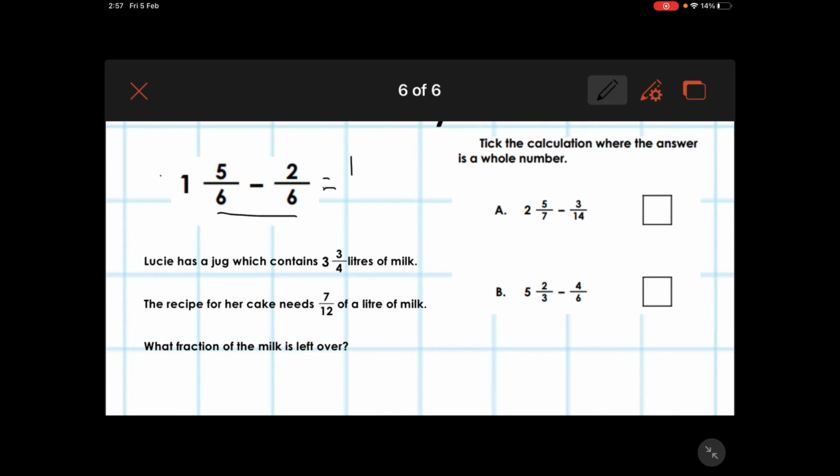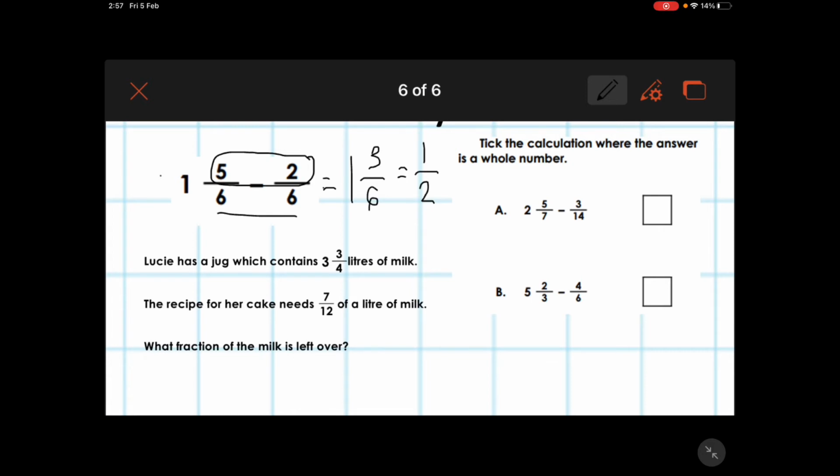So I'm going to write the whole one there, and I'm going to have a look at my numerators. 5 and 2. 5 minus 2 is 3, and the denominator will stay as 6. 3 and 6 can be simplified further by dividing them both by 3. 3 divided by 3 is 1, and 6 divided by 3 is 2. 1 whole and a half.